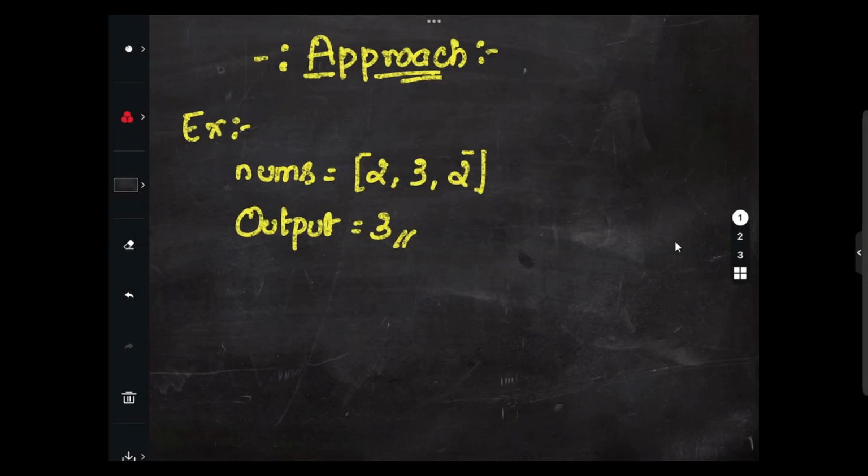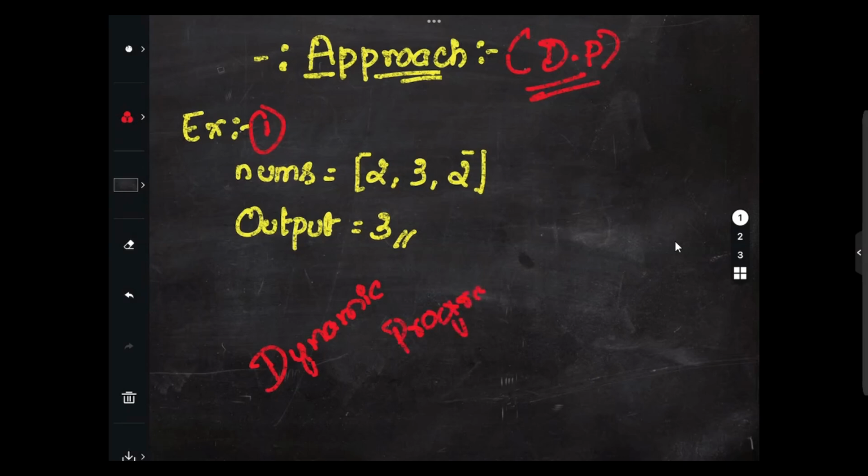So this is the first example. The approach that we are going with here is dynamic programming, or DP. Let me write here DP. So we will be solving this question with the help of dynamic programming, or DP. Let me write here dynamic programming quickly.